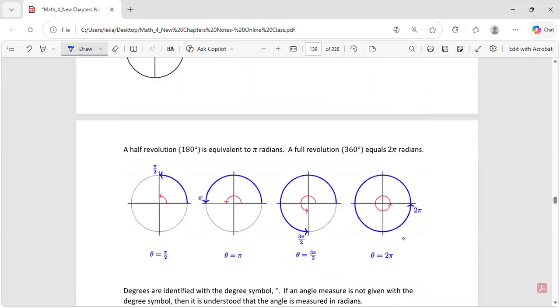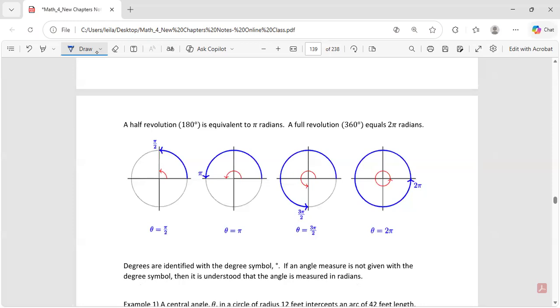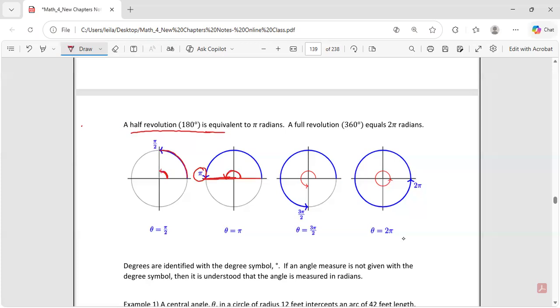And if you look at the circle, you will see that the 90-degree angle, since it's a quarter of a full rotation, is pi over 2. Why? Because a half rotation or half revolution is 180 degrees. This is the half revolution. That's 180, which is equal to pi. That means two half rotations, or a full rotation or a full revolution, which is 360, is called 2 pi.